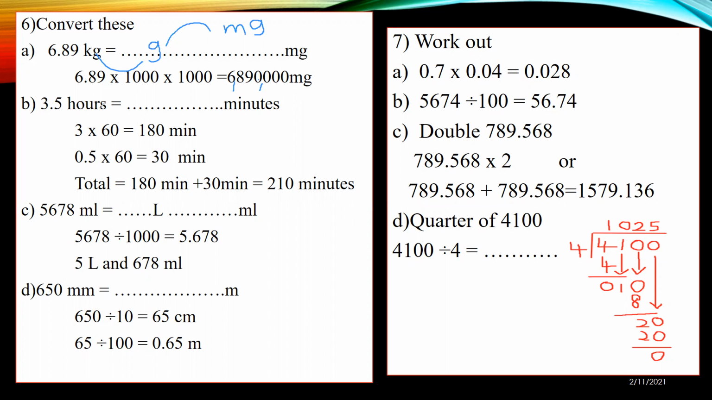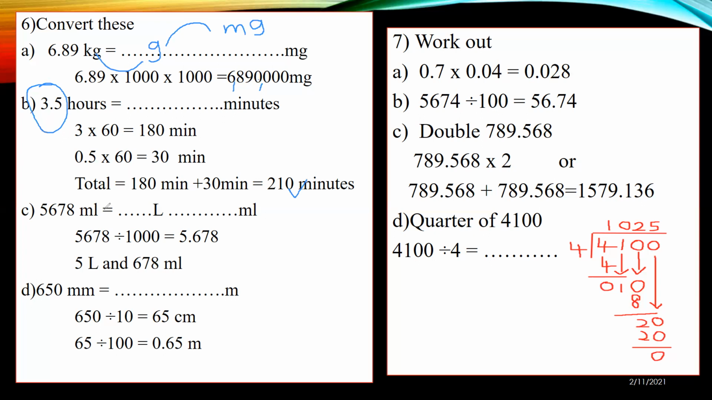The B part, 3.5 hours to minutes. We know 1 hour equals 60 minutes. So here I have 3.5. First I have taken 3. So 3 times 60, I'll get 180 minutes. Then I have 0.5 hours. So 0.5 hours, when I multiply by 60, I'll get 30. To get the total, I will add 180 and 30, then I'll get 210 minutes.